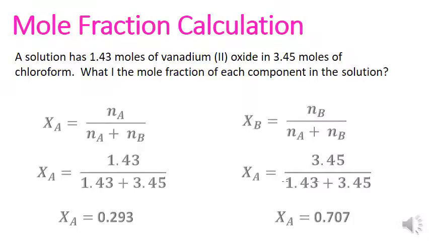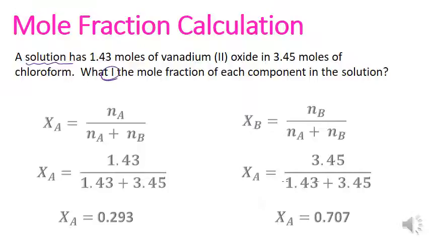A solution has 1.43 moles of vanadium oxide in 3.45 moles of chloroform. Now, note the word solution. These are solutions, and if it's a solution, it's most likely a liquid. This works for both liquids and gases, by the way. So what is the mole fraction of each component?